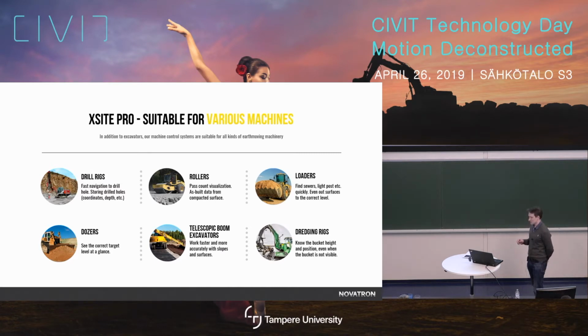Because quite many times the designer designs the layers so that a layer needs to be passed 5 times with a roller so that it's compacted enough. If it's too compacted or not compacted enough, it's not good enough. So basically they need to do quite exact work to actually get good compaction results. Then others, loaders, dozers, telescopic boom excavators, which are not that common in Finland, but at least in Europe they can be found. And then dredging rigs, which is ruoppaus in Finnish.